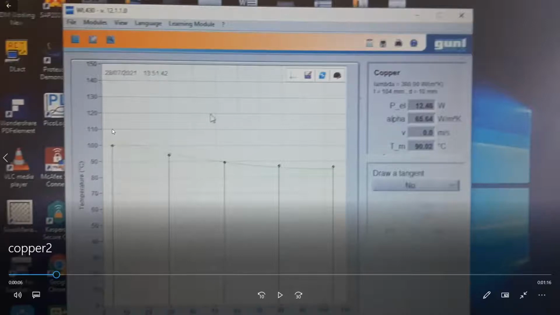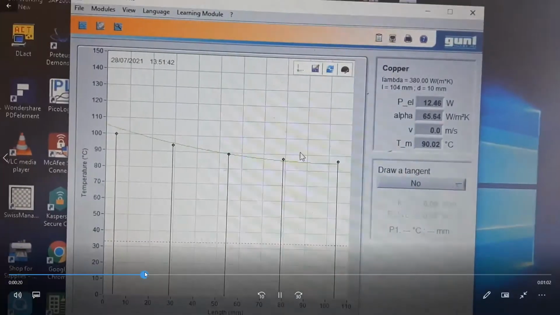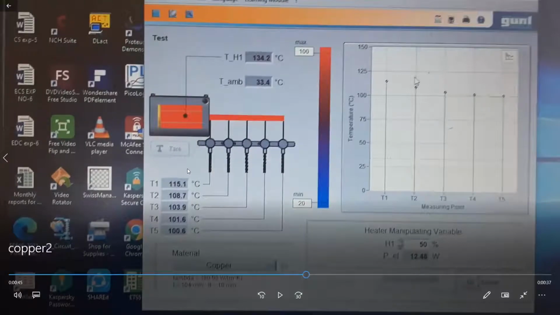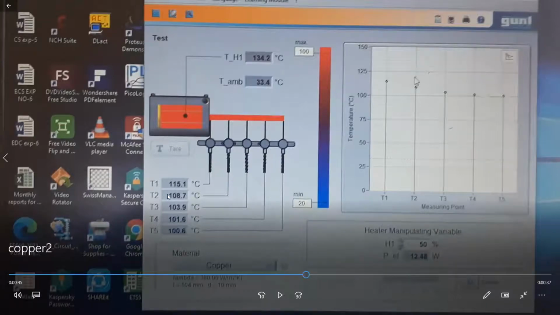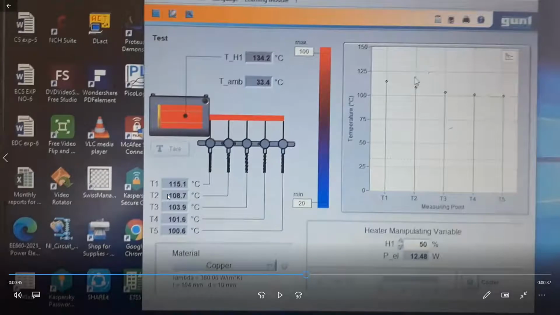This is the temperature curve for the copper. Let's take this as a reading now. T1 is 115, 108.7, 103.9, like that. I took this reading to draw the temperature curve. So this is your reference for the temperature curve. I already took this, and I will give it to you later.